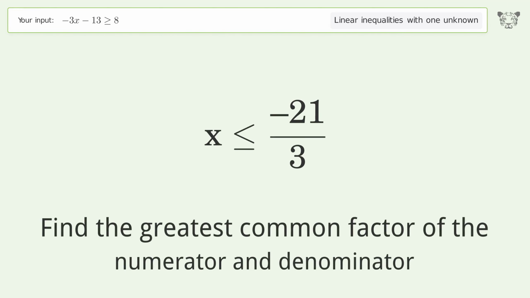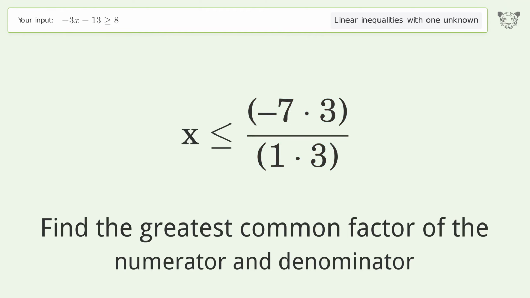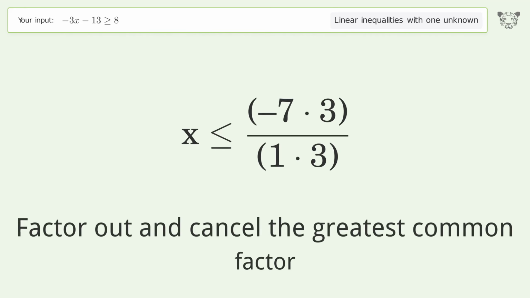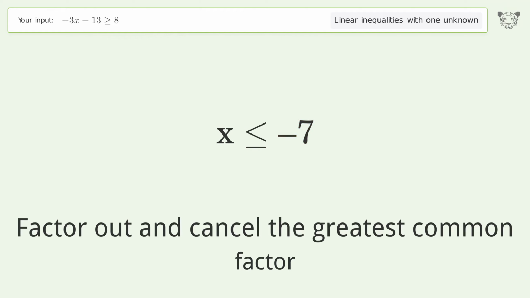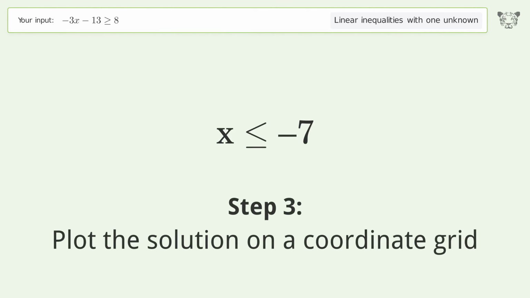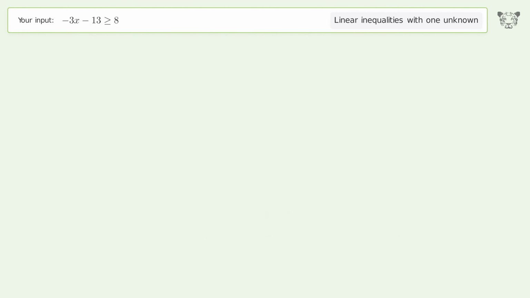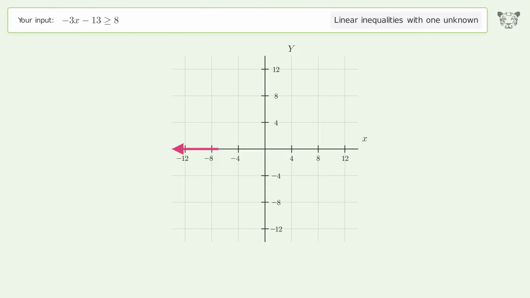Find the greatest common factor of the numerator and denominator. Factor out and cancel the greatest common factor. Plot the solution on a coordinate grid. And so the final result is x equal or smaller than -7.